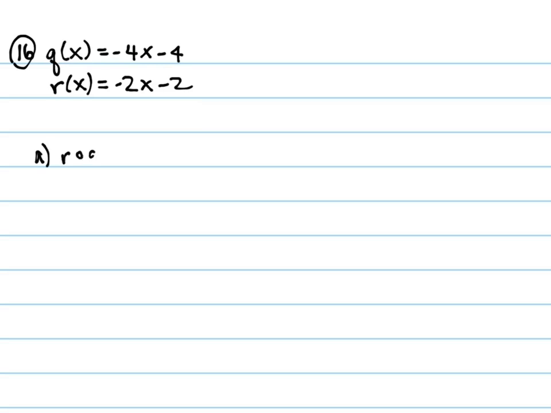Okay, on test 1, number 16, said Q of x equals -4x minus 4. R of x equals -2x minus 2. And they don't label them A and B, but I will. Part A wants us to find R of Q of 5. And part B wants us to find Q of R of 5.